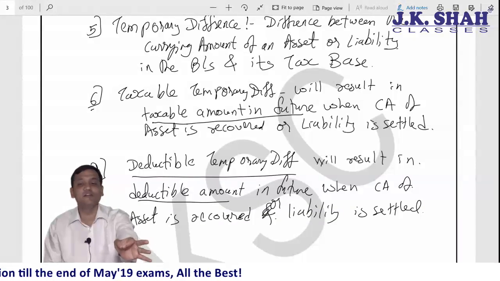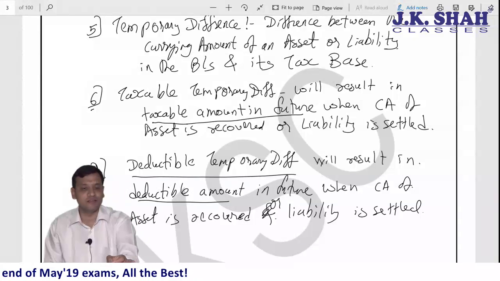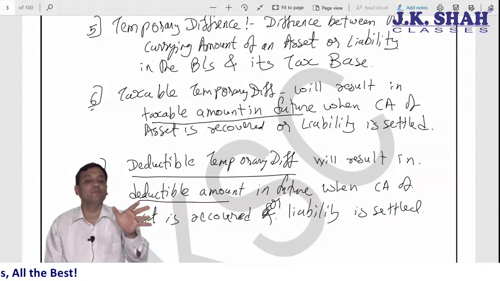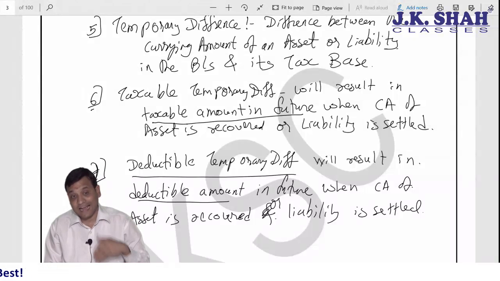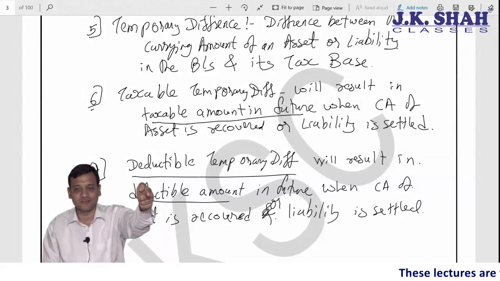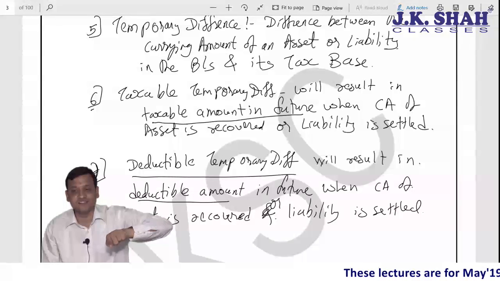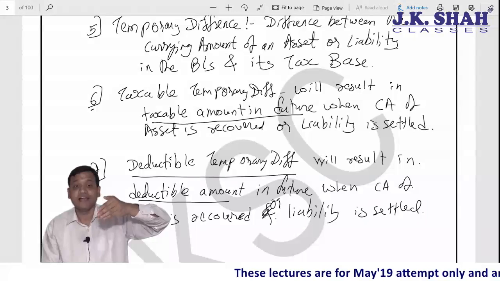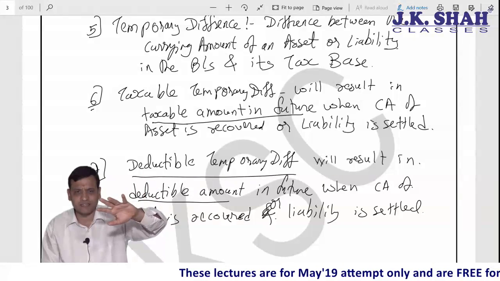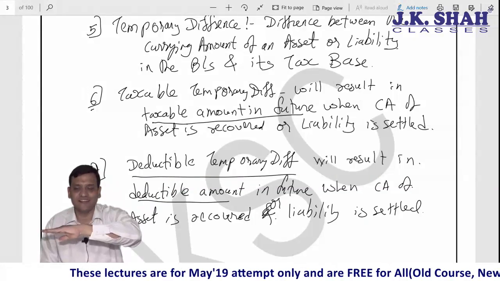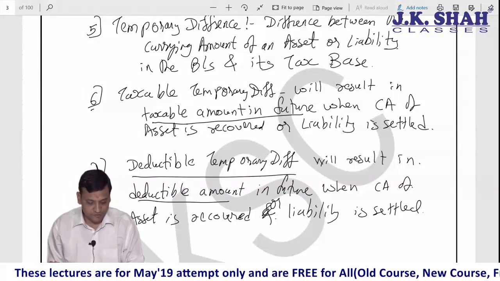So temporary differences can either be taxable temporary differences or deductible temporary differences. If it is taxable temporary differences, it means somewhere I have to pay more in future. If it is deductible temporary differences, it means that I am going to get some tax benefit. Tax benefit not by way of refund or something like that. I would have paid more tax now, so the same will be adjusted later on. Deductible temporary differences.